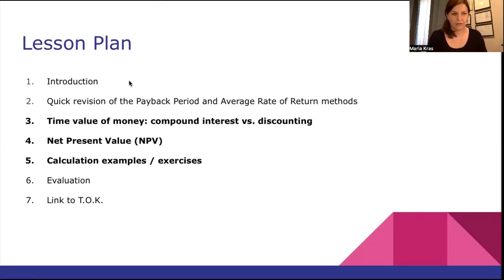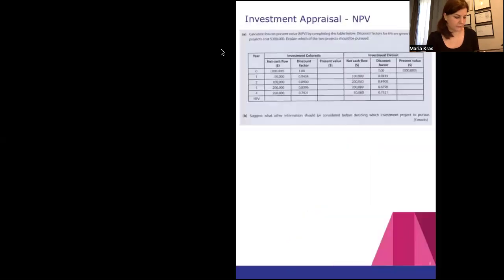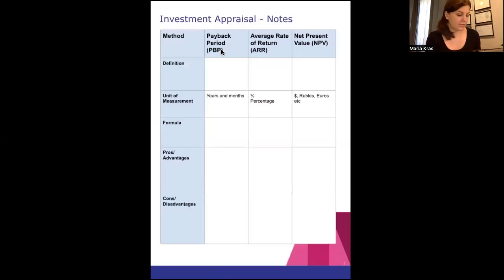So let me right away show you the workbook that you should also have prepared for today's lesson. So that's the workbook, okay? And you can see here on the first page there is a table that you can use for your notes. You have all 3 tools that are required by the IB: payback period, average rate of return, and net present value. You would have to know the definitions of each of them; you can put them in there. Units of measurement: percentages, rubles, years. We'll get there shortly. The formulas and the pros and cons. So you can use this workbook for your notes, and there are plenty of exercises that we'll do after that. Okay.